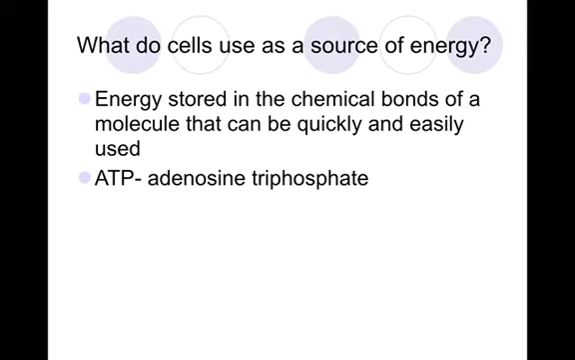So what do cells use as a source of energy? The molecule that is used is called ATP. It's adenosine triphosphate. In this molecule, the energy is stored within the chemical bonds. This can quickly be used when the bond is broken and easily be used.